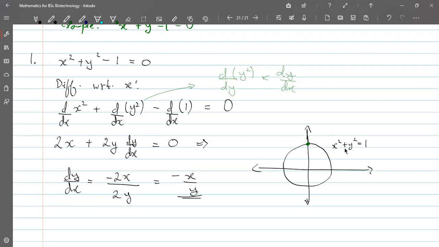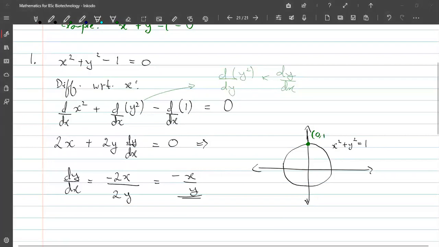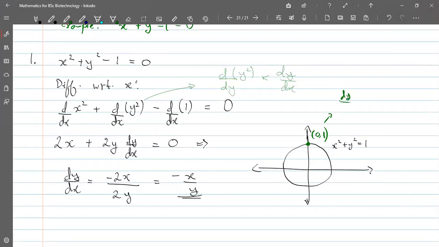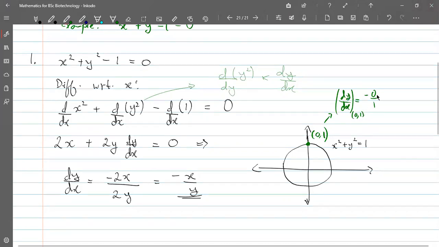this point. So what is this point? 0, 1. So at this point, dy by dx equals minus x upon y, that is minus 0 upon 1, right? So I'm actually finding this at the given point, not at a general point. So it is minus x upon y, which in this case is minus 0 upon 1, so that's just 0.